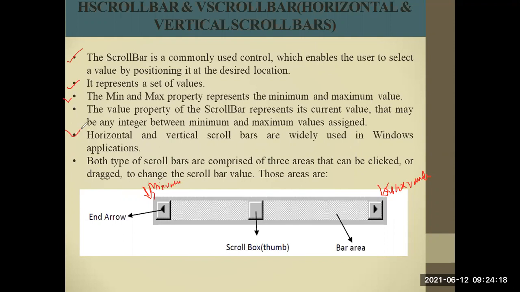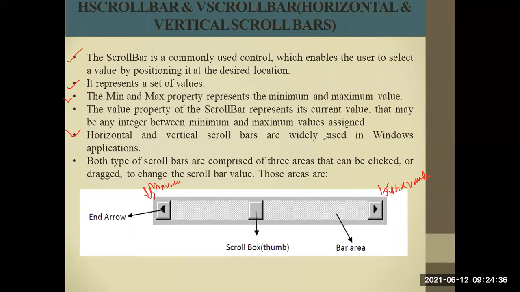Next point: there are two different types of scroll bar we use. One is your horizontal scroll bar and the second is your vertical scroll bar, which are widely used in Windows applications. So whatever Windows application we use, if we are using scroll bars, we will go for these two types.